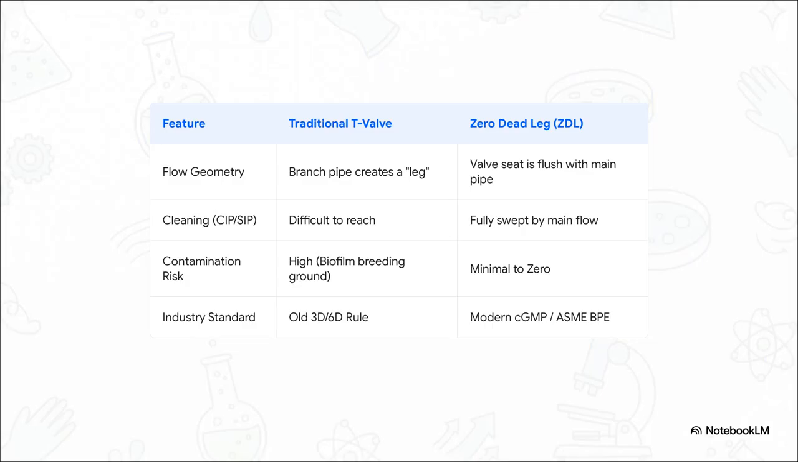This table just breaks it down perfectly. I mean, look at the flow geometry. A branch pipe versus a flush design. What about cleaning? A dead leg is an absolute nightmare for your CIP or SIP cycles, your clean in place or steam in place. But the ZDL valve, it's constantly being cleaned by the main flow, and that directly impacts risk. A traditional T-valve is a high-risk breeding ground for biofilm, while the ZDL's risk is pretty much zero, which is why it aligns with modern standards like CGMP and ASME BPE for bioprocessing equipment.